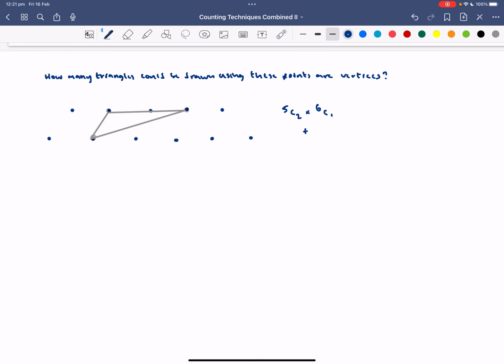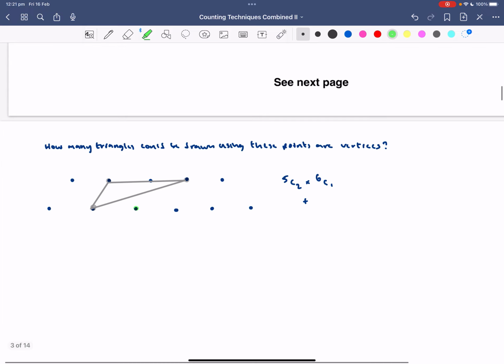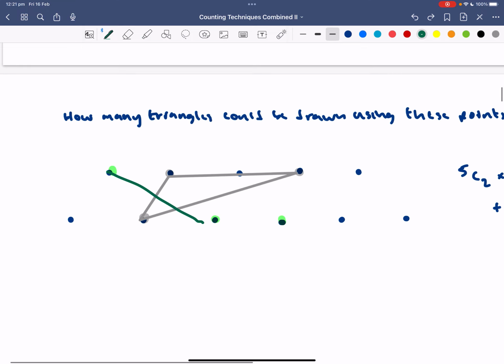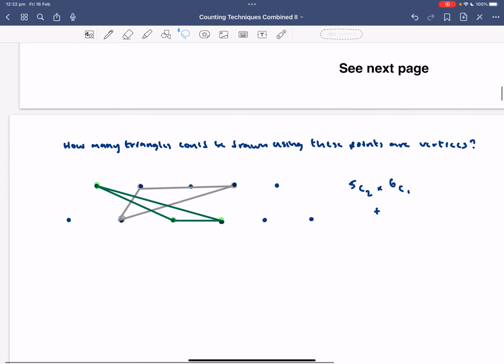Or what could you do, guys? Theoretically, can't I just pick 2 from the bottom and 1 from the top? That could also create a triangle. If I pick 2 from the bottom and 1 from the top, I basically get this triangle, right? You get the point that I'm trying to make. Let me just try and draw it a bit differently. There, 1, 2, 3. Picking those dots, I created that specific triangle.